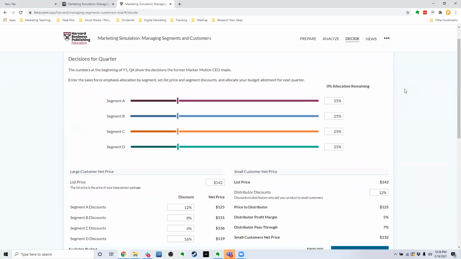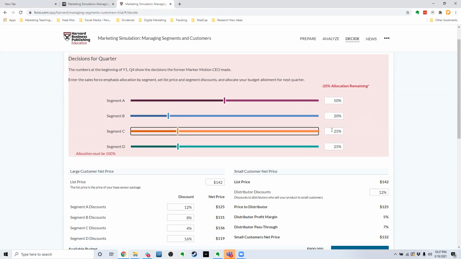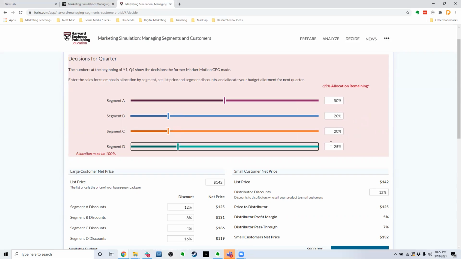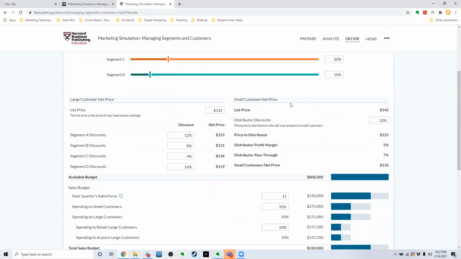So let's go through the levers that you can pull, the decisions that you can make, okay? So you have a direct sales force for the large segments. There's 4 of them, and you can allocate their time as you wish, right? So if we think segment A really wants our time, we can increase it to 50. Obviously, that means we have to reduce the amount of time we spend somewhere else. So we might go down like this, and there we go. So now we're going to spend a lot with A, spend nothing with D, and a little bit less with B and C. So that's how we can allocate our sales force.